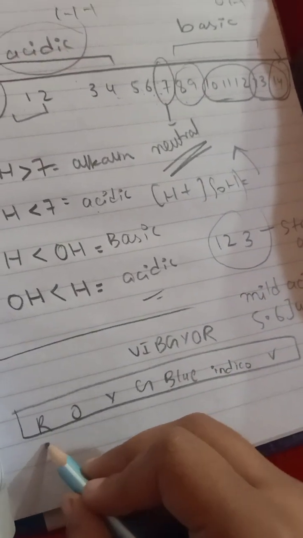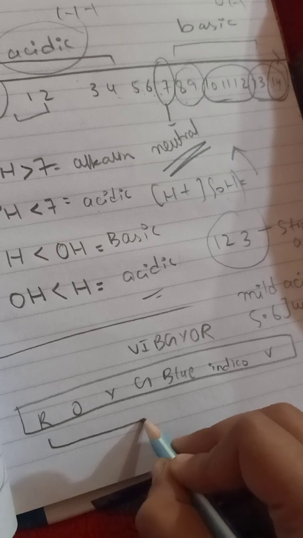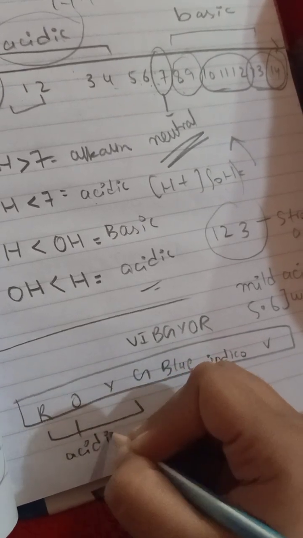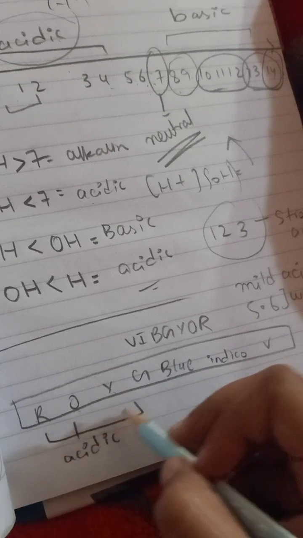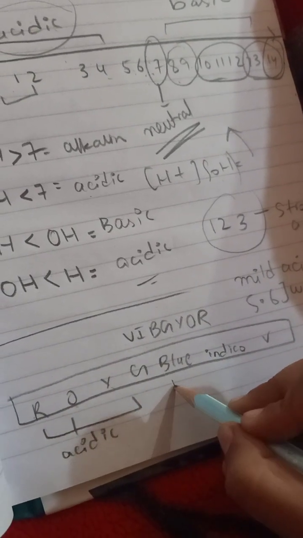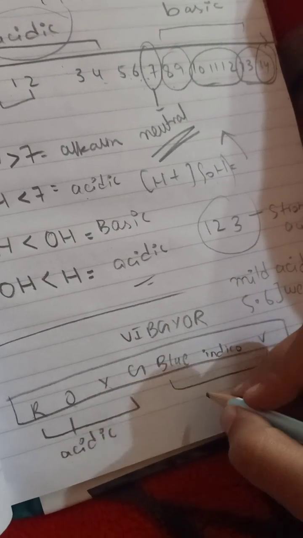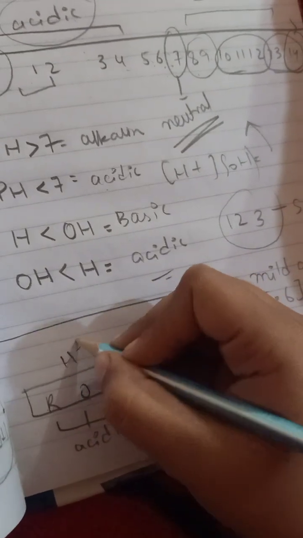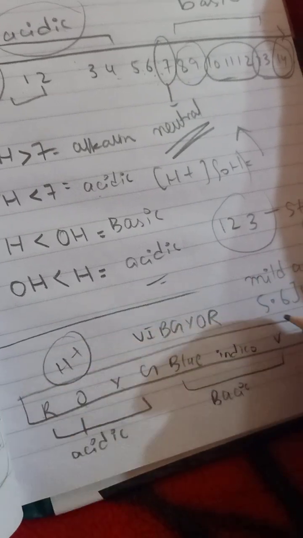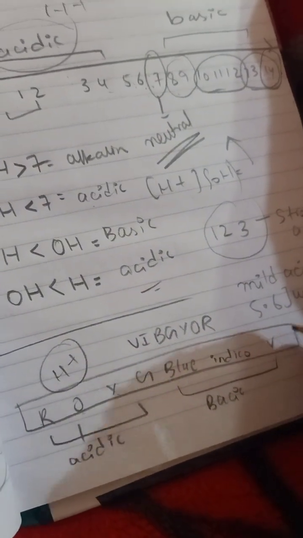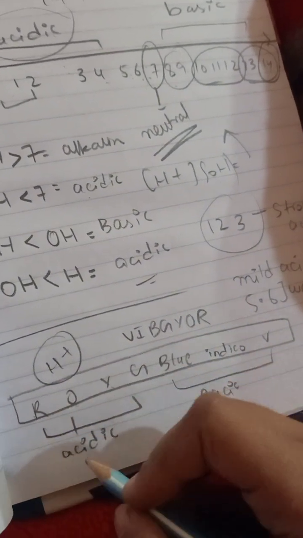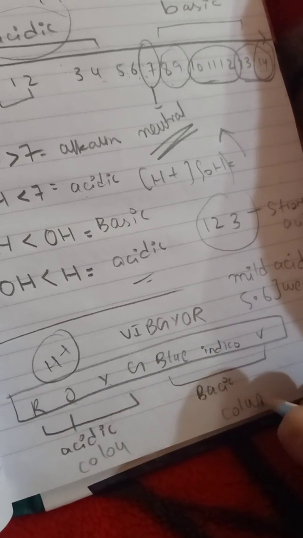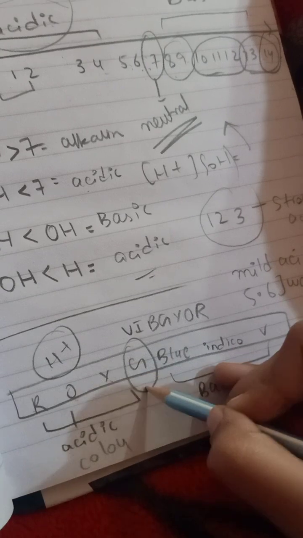If the color is red, orange, yellow, we call it an acidic solution. If the color is blue, indigo, violet, we call it a basic solution. As you all know, acids have a sour taste, and bases have a bitter taste. So these are the acidic colors, and these are the basic colors. Green is the neutral color.